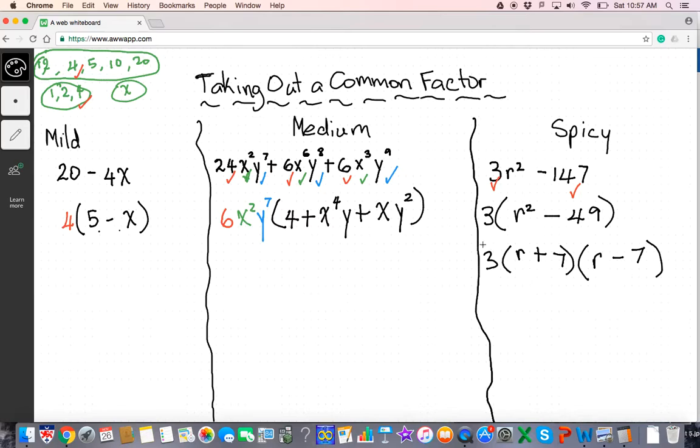So this is not fully factored until you've actually recognized that you have the difference of two perfect squares here, and we can go one step further. All right, that's it.